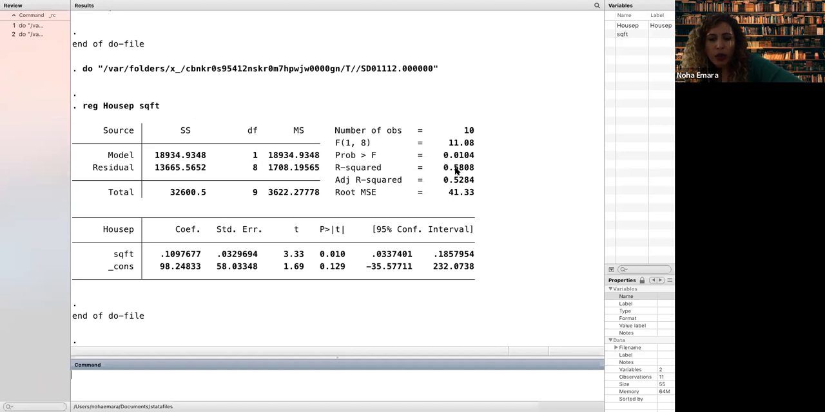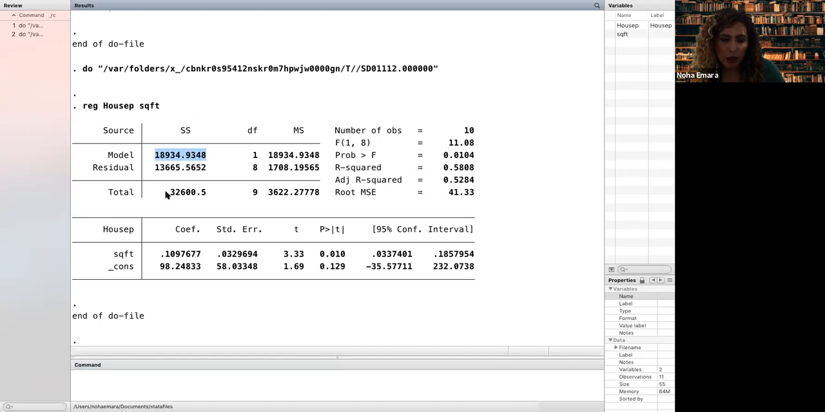Based on these numbers, you can get everything that you see here. For example, to get the R square, I take this number, which is the explained sum squared, 18,934, and divide it by the total. What about the adjusted R square? You need to use the adjustment of degrees of freedom, so it's going to be this divided by this, and the same for the total sum squared. The root mean squared error, I gave you the equation, so you just follow it and get this number. So we're done with everything here except the F statistic and its p-value.